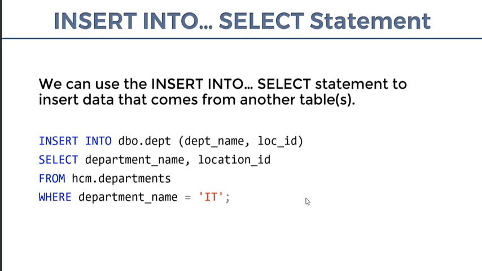See, insert into department table, select department name, location ID from HCM departments where department name is equal to IT. Here, if you want the IT department people, the department ID people, into the department table, you can achieve it like this, right?